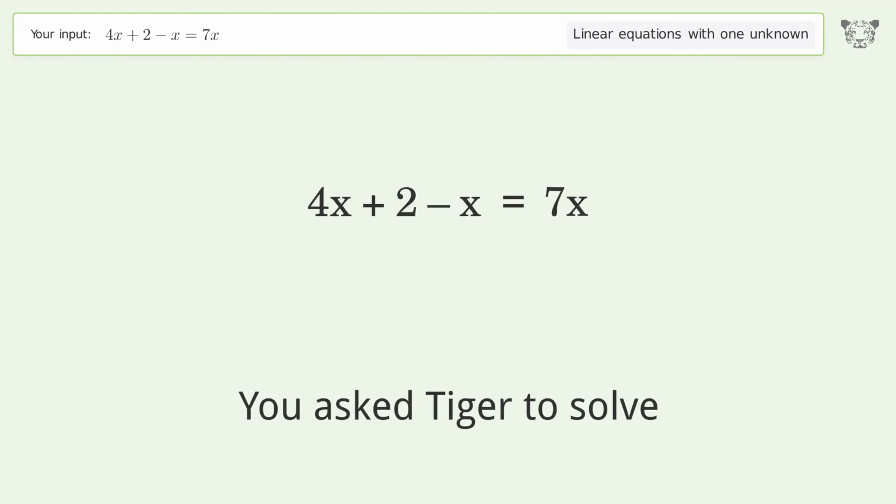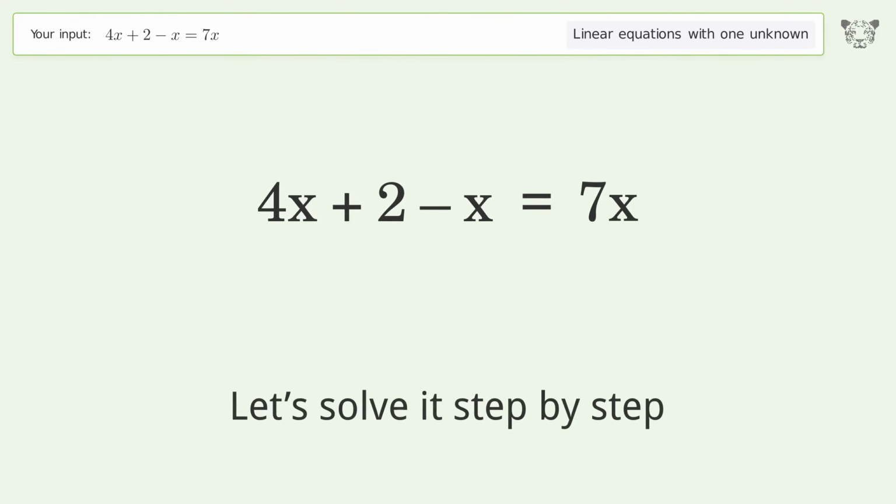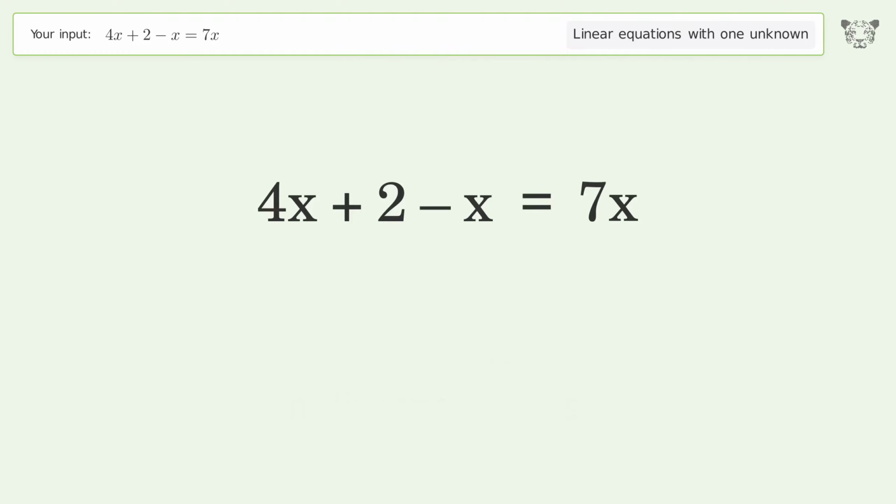You ask Tiger to solve. This deals with linear equations with one unknown. The final result is x equals 1 over 2. Let's solve it step by step. Simplify the expression. Group like terms.